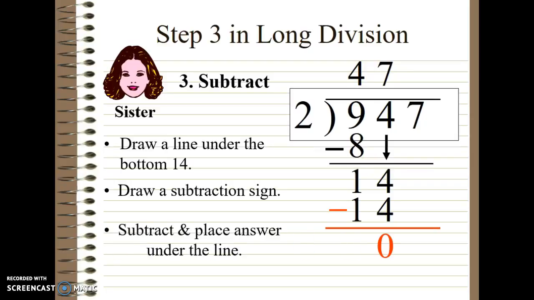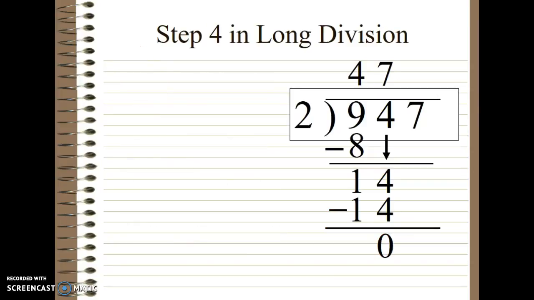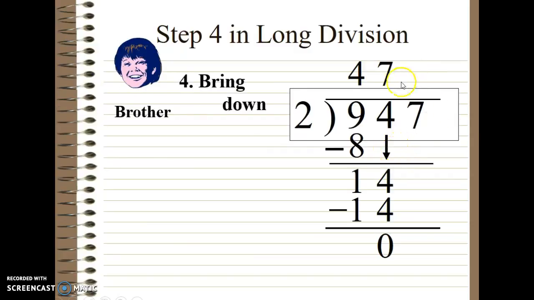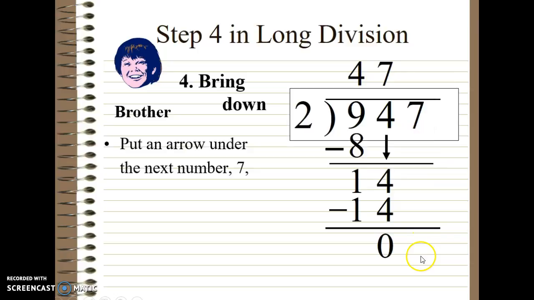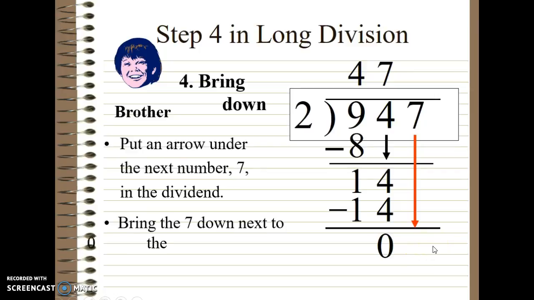However, I'm not done just yet, because sister is just the 3rd step in the process, and the 4th step is my brother. My brother tells me to bring down. I've got 1 number left here in my dividend, it's 7. I can put an arrow, or I can just drop this 7 down right next to the 0 and create a brand new number. In my dividend, I now have 7. Once I bring that 7 down, I'm ready for the 5th and final step.